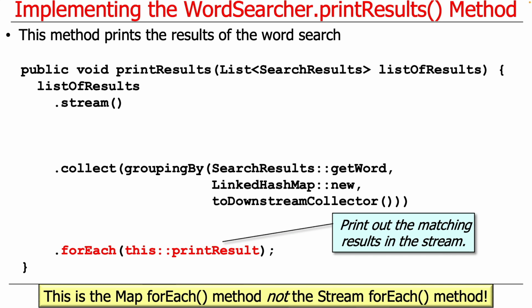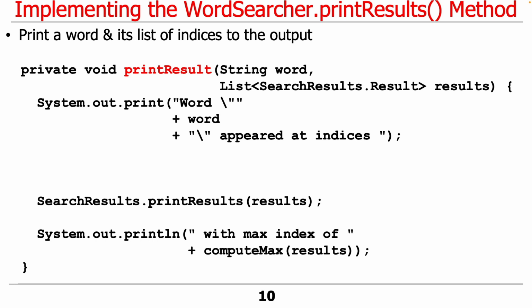And so the final thing here is that we're printing out the results. So for each of these things, we're going to print the results. This is, again, the Map forEach method, not the Stream forEach method. Let's go take a look at printResult. So this is printResult right there.